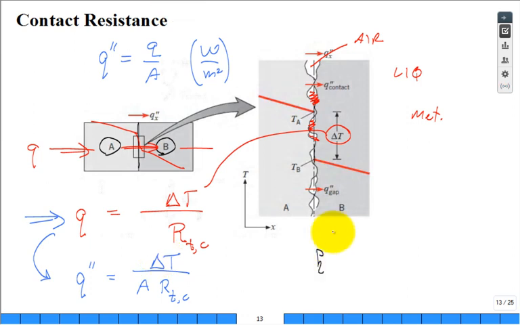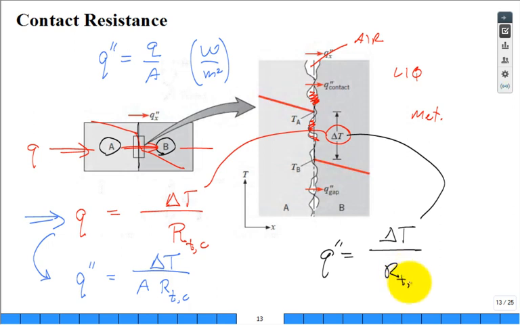Q double prime, let me write a better Q on that. Q double prime is equal to delta T. What is that delta T again? Just the gap or the interface delta T divided by R thermal contact. I love everything up until this point.